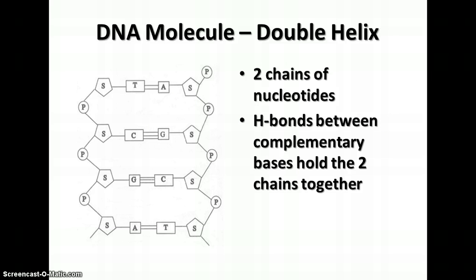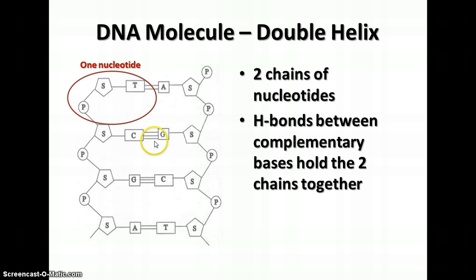Now, the DNA molecule is a double helix. It's made of 2 chains of nucleotides side by side. Here's a diagram that shows a DNA strand. It just shows a part of a DNA strand straightened out, okay? Here's 1 nucleotide, the sugar, the phosphate, and the nitrogen base. And notice that there are lines shown in between the paired bases. Adenine always pairs with thymine. Cytosine always pairs with guanine, okay?